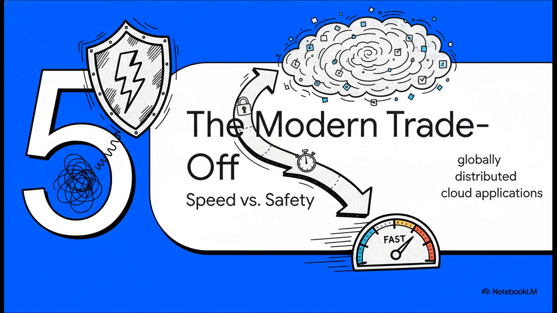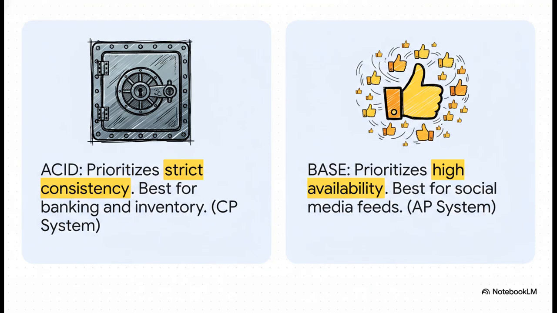But of course, there's a catch. There's always a catch, right? All of those checks and locks and logs that give us this wonderful safety, well, they come at a cost, speed. And in today's world of massive global apps, that can be a real problem. And this tension has actually led to a whole competing philosophy, which is called base. It's kind of the opposite of ACID.